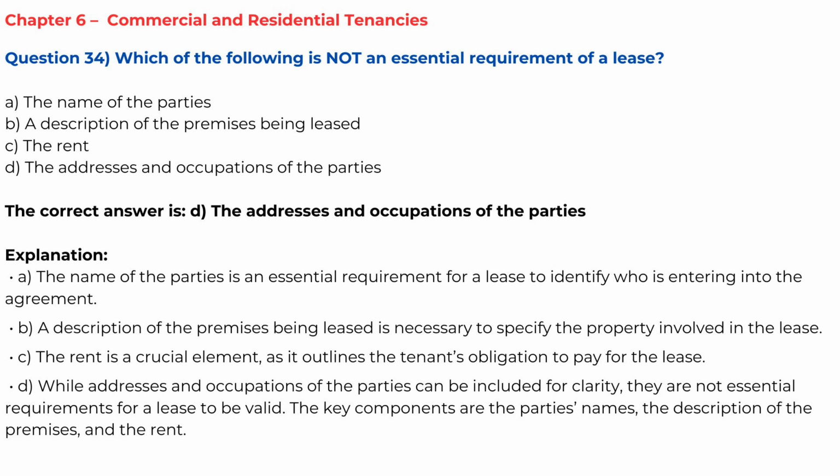D. While addresses and occupations of the parties can be included for clarity, they are not essential requirements for a lease to be valid. The key components are the parties' names, the description of the premises, and the rent.